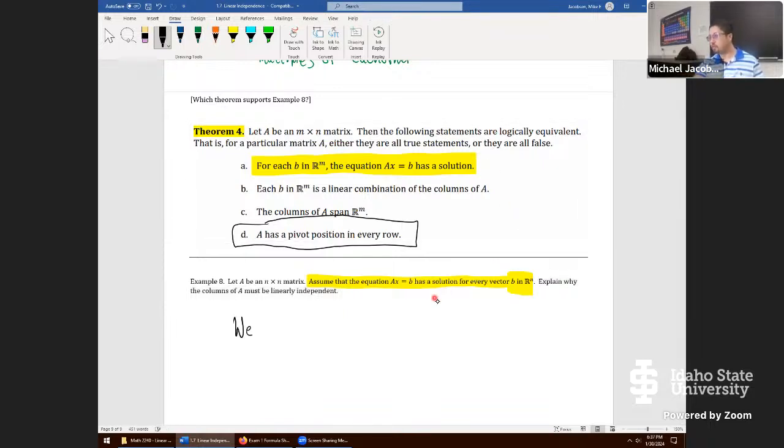We know A has a pivot in, now we need to be really careful with that. We really have to say every row as opposed to every column. So a pivot in every, let's not use blue though, has a very important concept here. Independence. I'll just use yellow again. A has a pivot in every row.